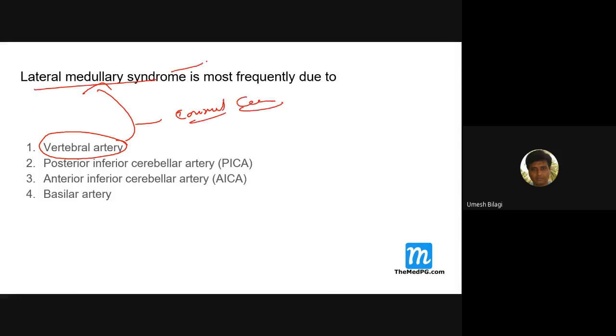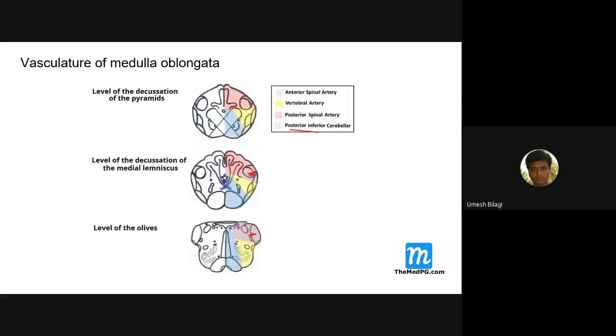Otherwise, it is also called Wallenberg syndrome. It is called lateral medullary syndrome. I'll come to its manifestations. Posterior inferior cerebellar artery is the second commonest cause. If you want to know, see, there are three here. There is a vertebral artery. There is a PICA here.